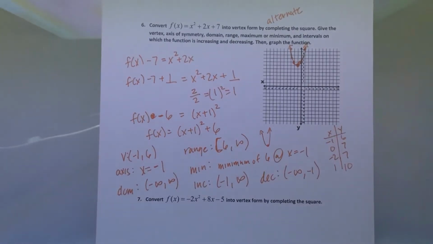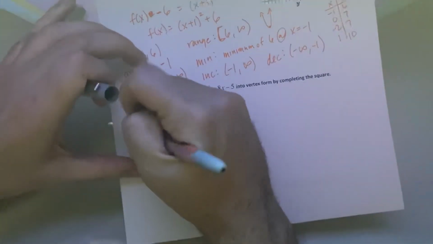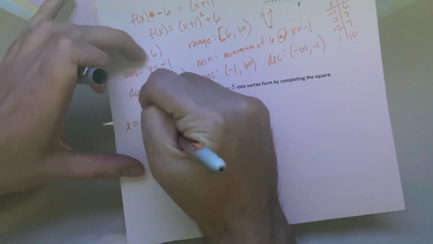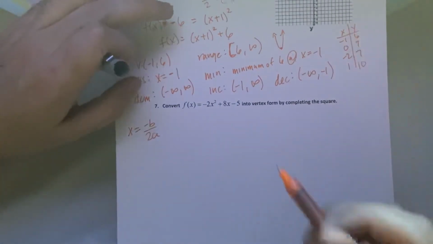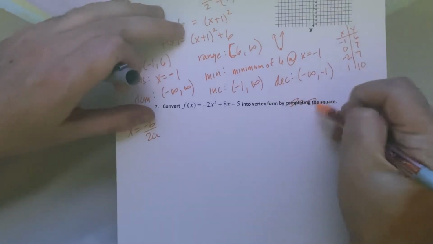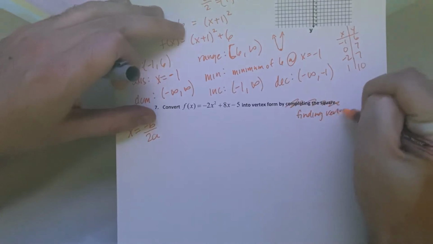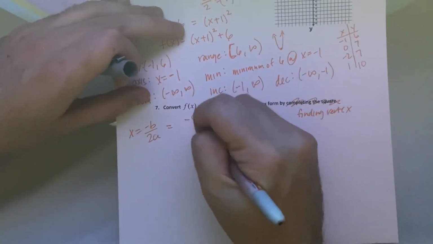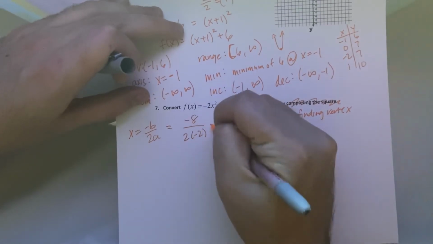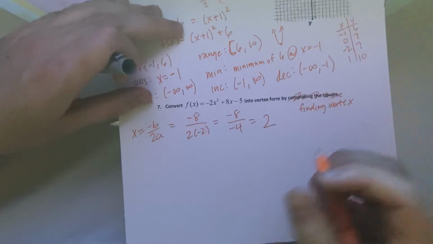Okay, so what do you do if you forget how to complete the square and you want to get it to vertex form? This is where your x equals negative b over 2a really comes in handy. You can find the vertex and use that to make your vertex form. So that'll take completing the square, but we're going to do it by finding the vertex and being clever. Negative b over 2a here is negative 8 over 2 times negative 2. So negative 8 over negative 4, which is 2.